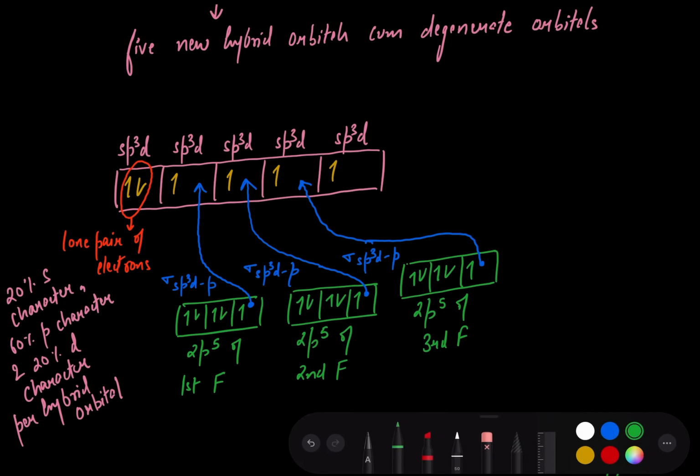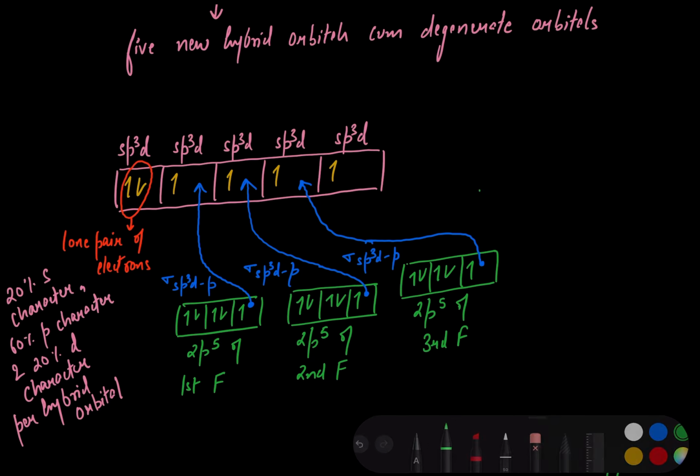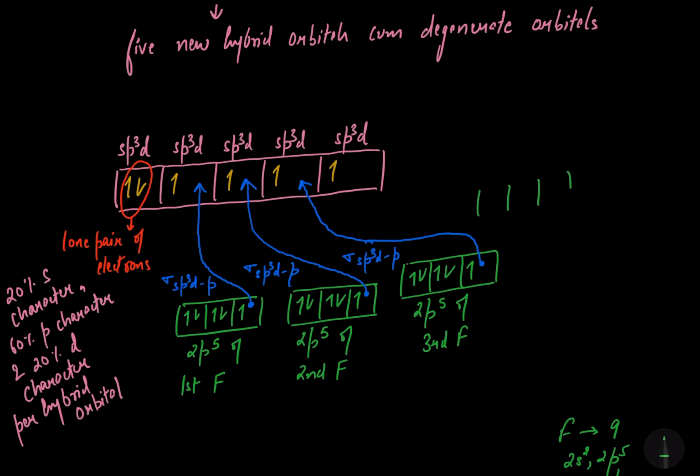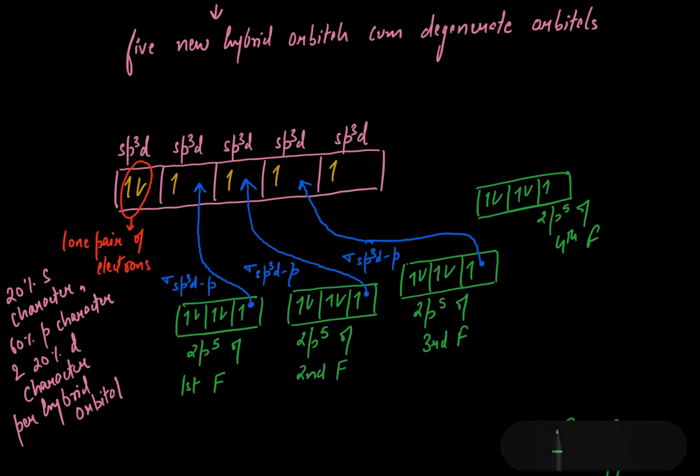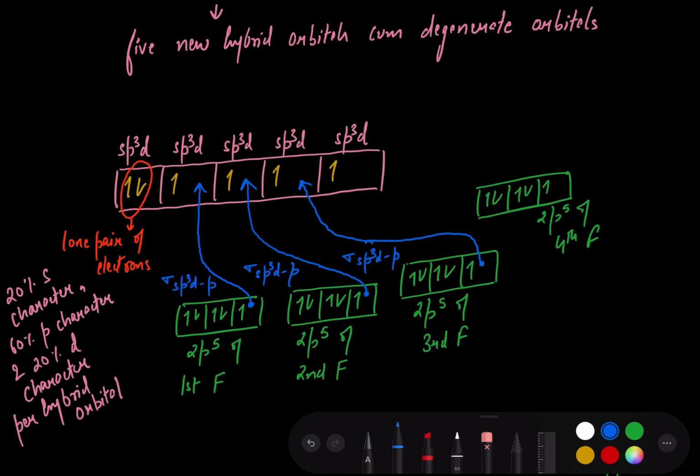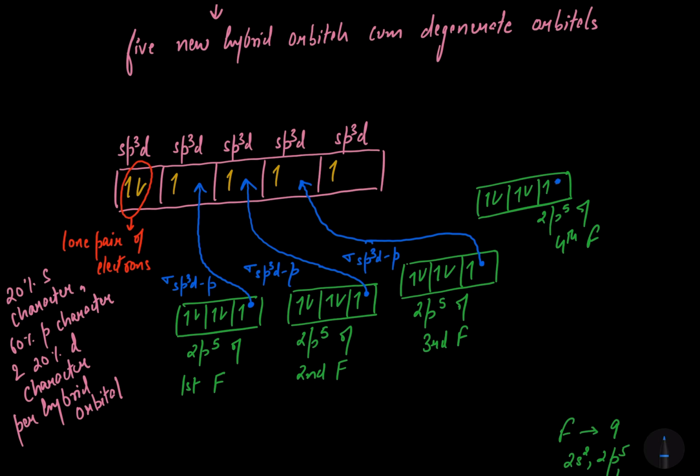Now let's come to the fourth fluorine. That's again the 2p of fourth fluorine. Now again the 2p is having 5 electrons. That's the first electron, second electron, third electron, fourth electron, fifth electron. Here we are also having one atomic orbital which is having one electron, which will have head-on overlap with the sp3d hybrid orbital of sulfur for the formation of sigma bond.